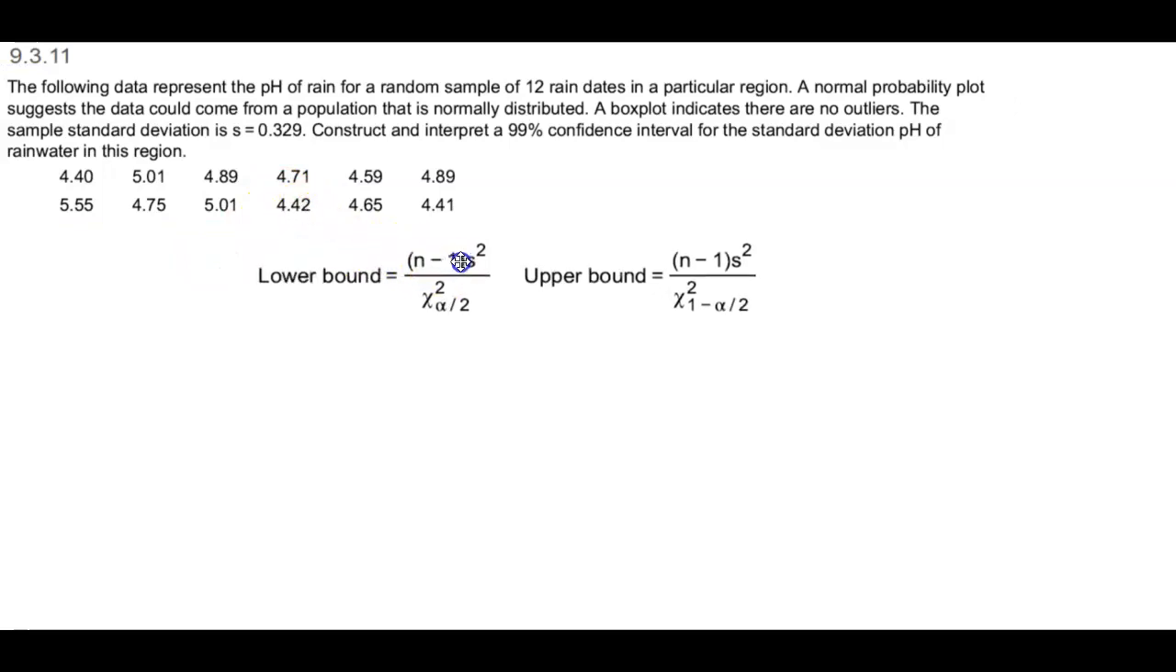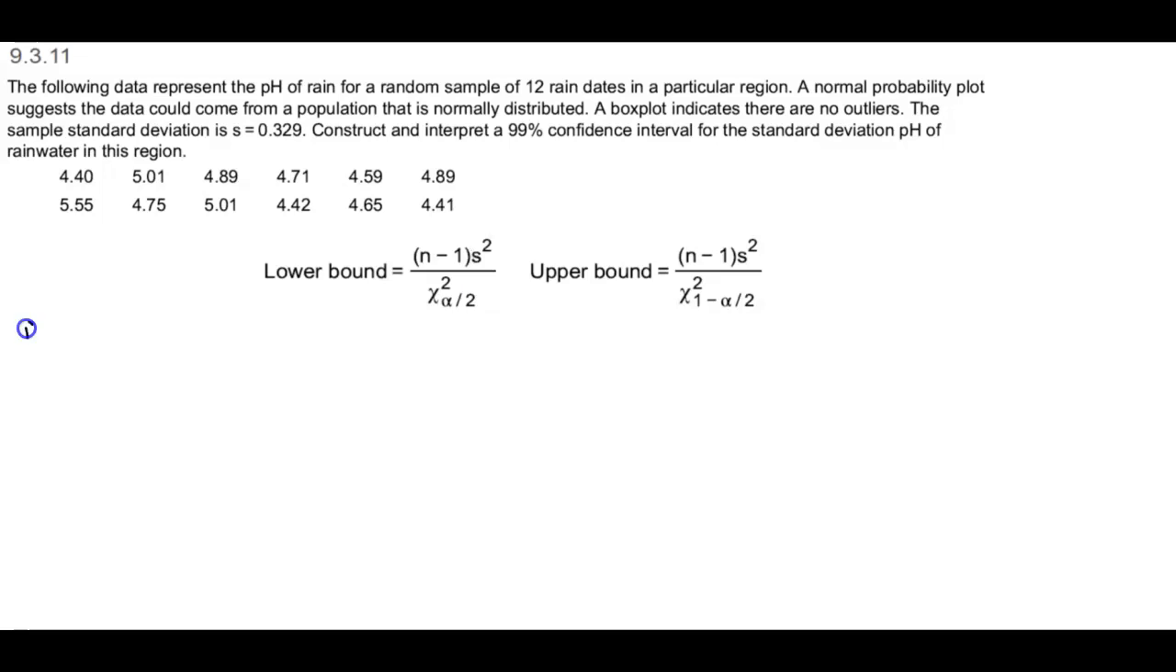So there are our values. We first need to identify a few different things. We know that the degrees of freedom is going to equal the sample size minus 1. The sample size is 12, and 12 minus 1 gives us 11. And s, the sample standard deviation, not the variance, is 0.329. And we want to construct a 99% confidence interval.